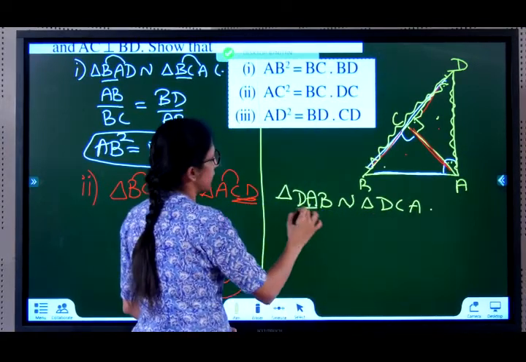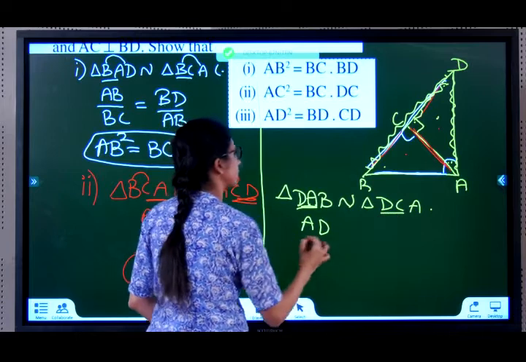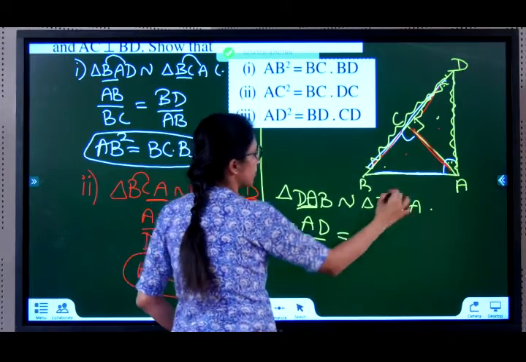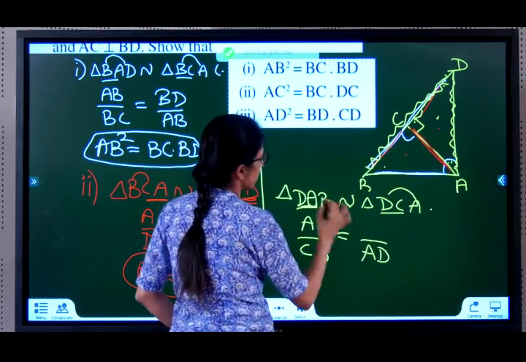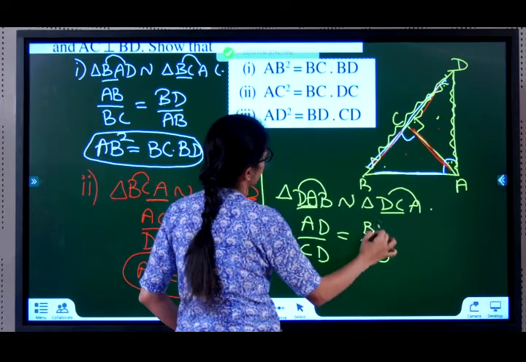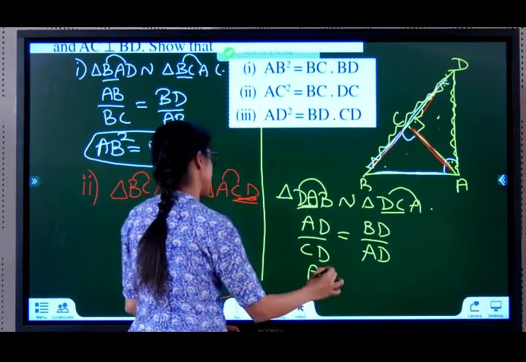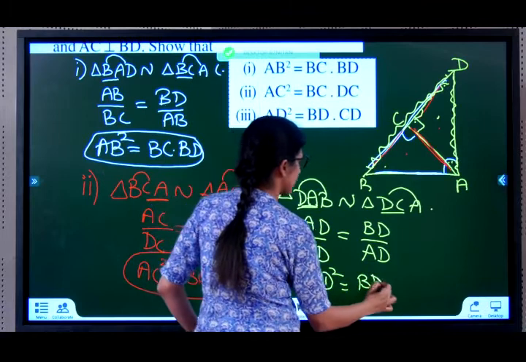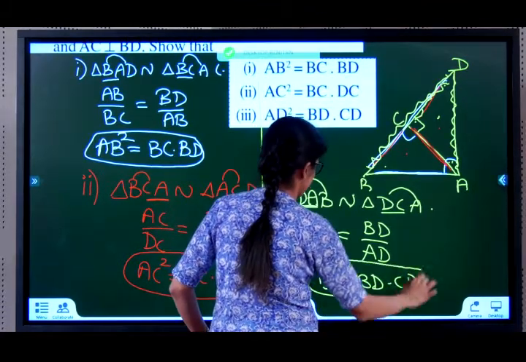You want AD square, so start with AD. Here you get CD. You want one more AD, so this side take AD. So you get BD here. Cross multiply. AD square is equal to BD into CD.